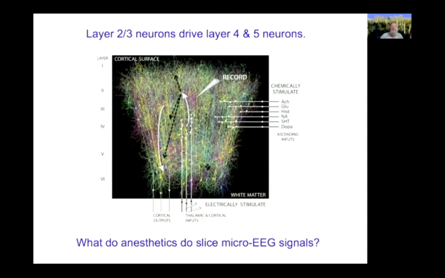So the physiology looks very interesting here. It's almost identical to what we see in vivo, which is surprising but useful, because we can then ask, what do anesthetics do to these micro EEG signals? Because we already know what they do in vivo in humans and rodents and a whole bunch of critters, and it all does basically the same thing, which is interesting in its own right.